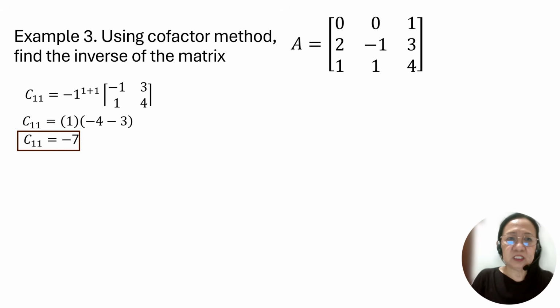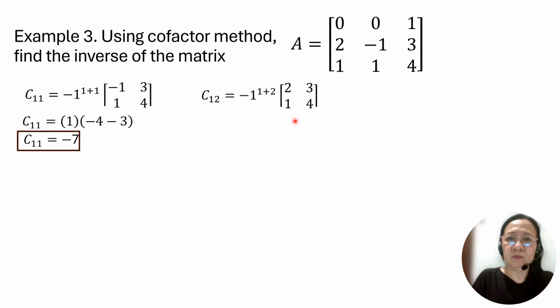Next is our C sub 12. That is represented by another 0. So first row, second column. Now, what will be the sign? Negative 1 is raised to 1 plus 2. And then if we slash the row where 0 is located, the first row and the second column, what is left here is 2, 3, 1, 4.